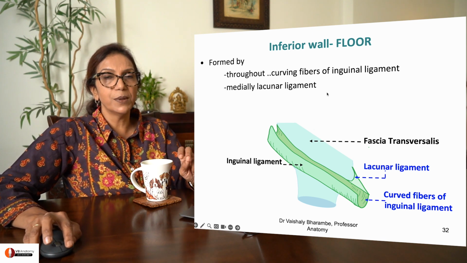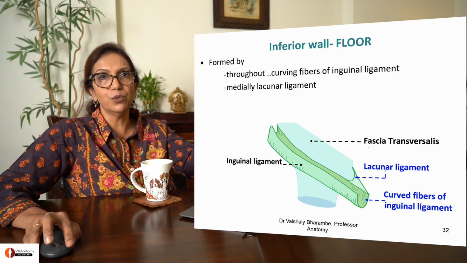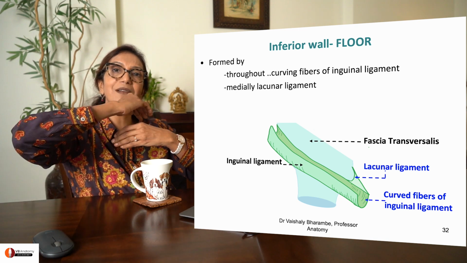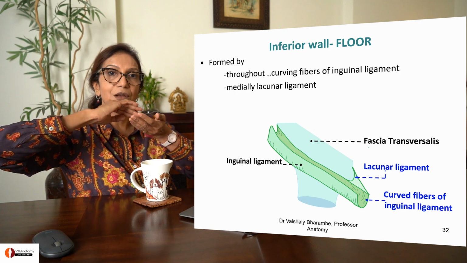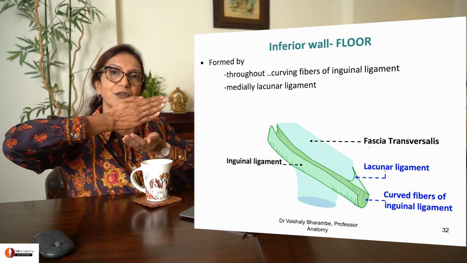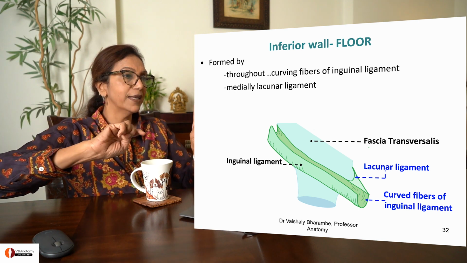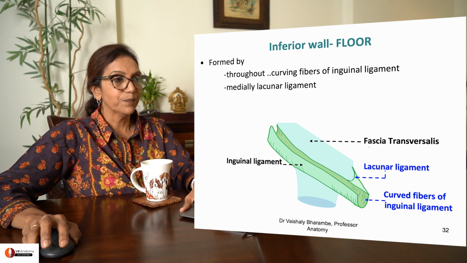Two structures forming the floor, two structures forming the roof. Roof formed by curving fibers of internal oblique and transversus abdominis. Floor formed by curving fibers of the inguinal ligament and the lacunar ligament. Right.